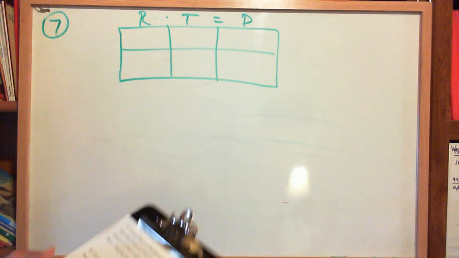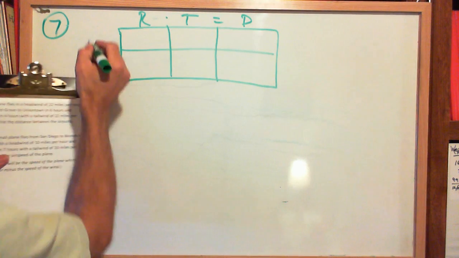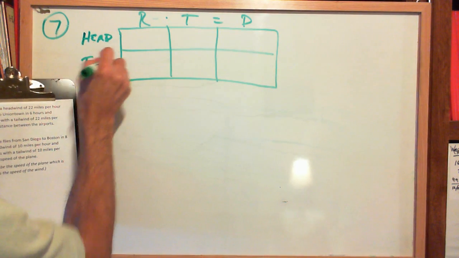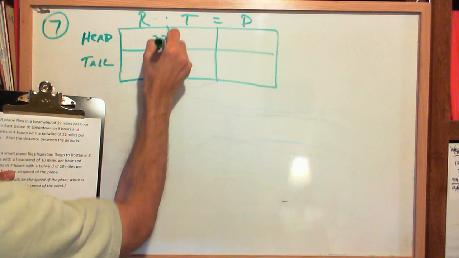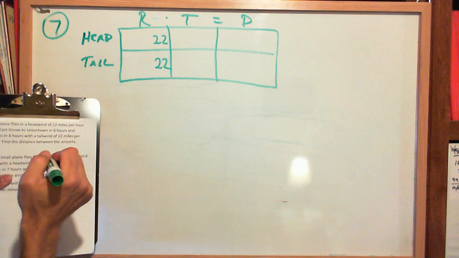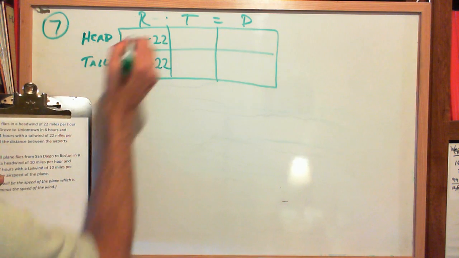Well, let's fill everything in and see what we don't have. And maybe that'll give us a good idea of what we need. It says a plane flies with a headwind. So we have a headwind, and we have a tailwind, right? With a headwind, 22 miles per hour. That's the speed of the wind. And also coming with the tailwind, also was a 22 miles per hour speed. With the tailwind, you're adding it. With the headwind, you're subtracting it.